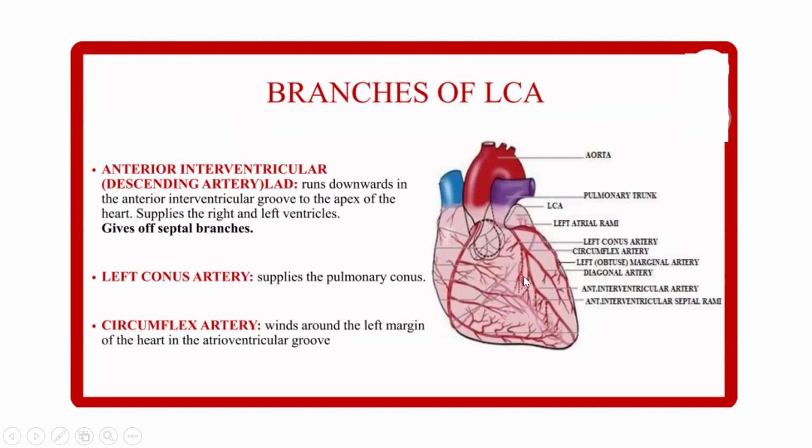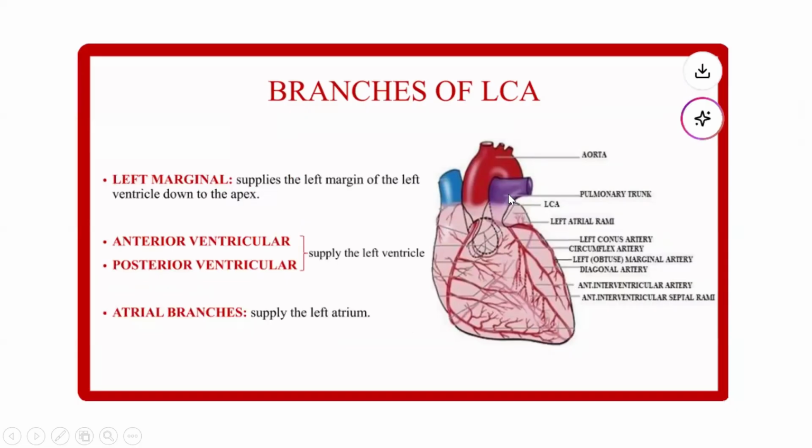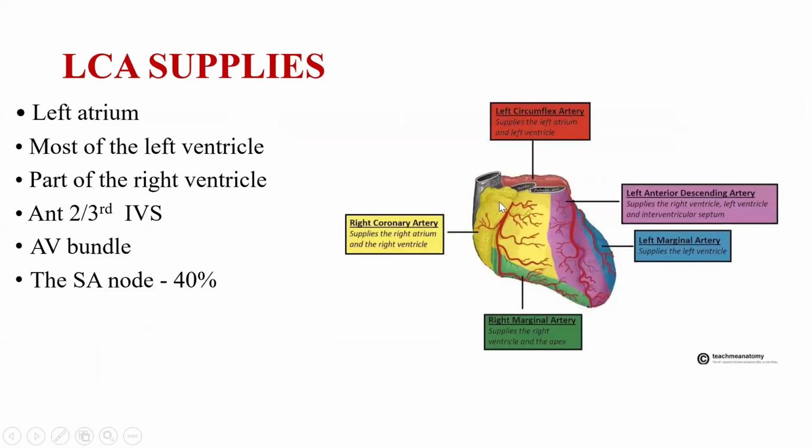Then the circumflex artery winds around the left margin of the heart in the AV groove and goes posteriorly. Before that, it gives the left marginal branch. Then the anterior and posterior ventricular branches supply the left ventricle anteriorly and posteriorly respectively. Then the atrial branches are given posteriorly, which supply the left atrium posteriorly.